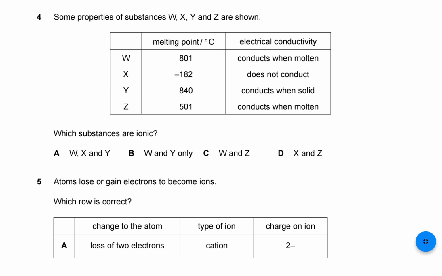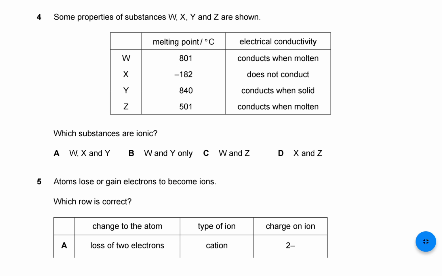Some properties of substances W, X, Y, and Z are shown. So you've got W, X, Y, Z, and their properties, you've got melting point and the electrical conductivity. Which substances are ionic? What do we need to know about ionic compounds? Ionic compounds are good conductors of electricity when they are in molten state. And what about their melting point? Their melting points are quite high.